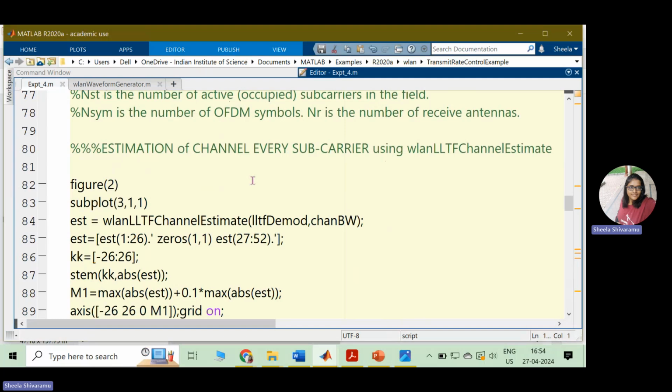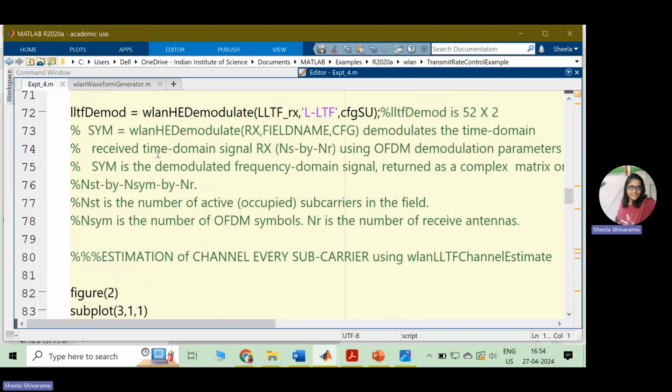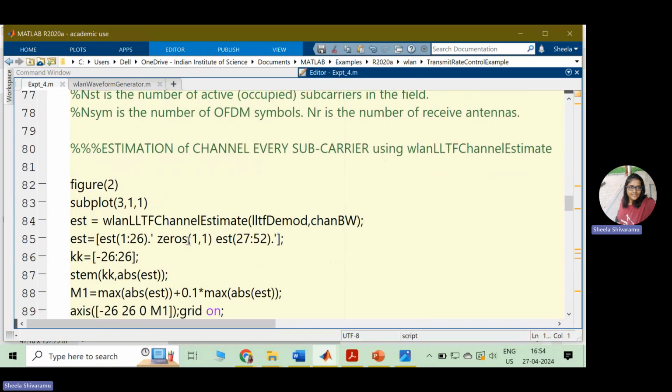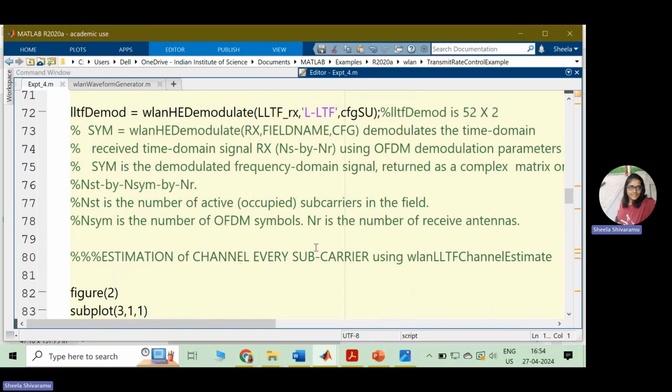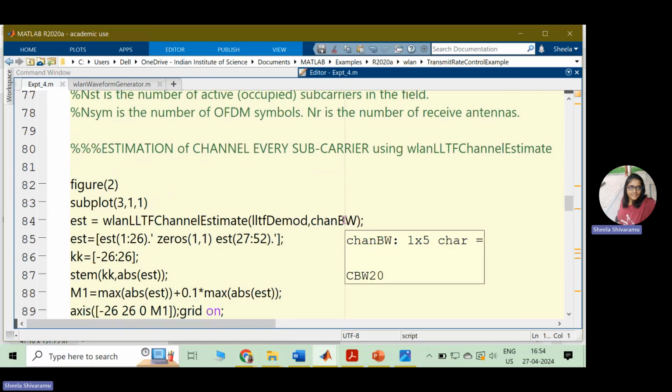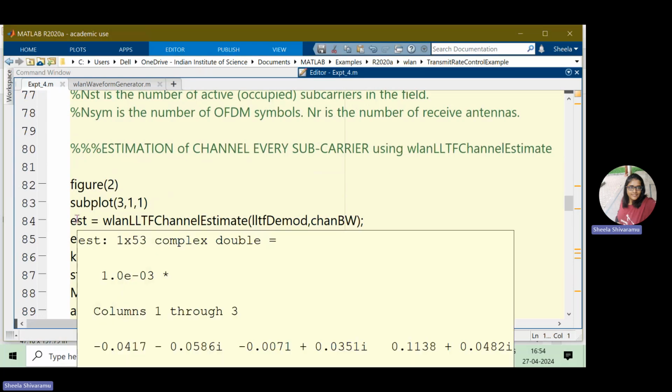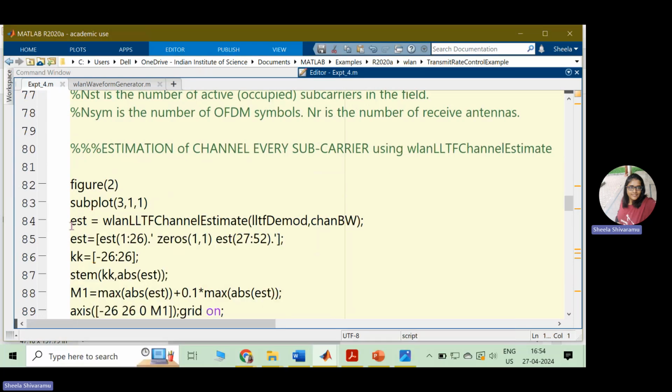So now for the estimation of channel, I use the LLTF field. I use the WLAN LLTF HE channel estimate function, which is already available in the toolbox. To that, I send the LLTF demodulate, which we obtained just now using the LLTF receiver waveform, and this is 52 cross 2, along with the channel bandwidth. Then I have the channel estimates. Because LLTF demod was 52 cross 2, EST will be of length 52.